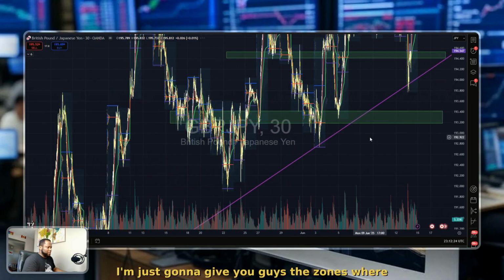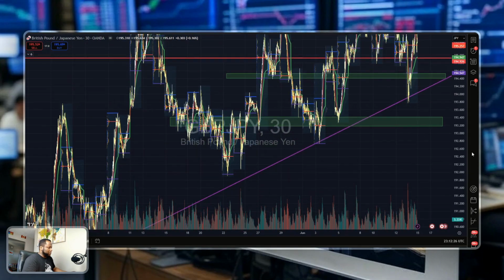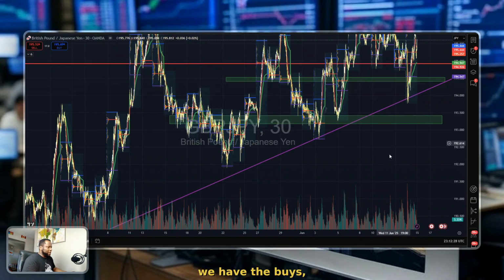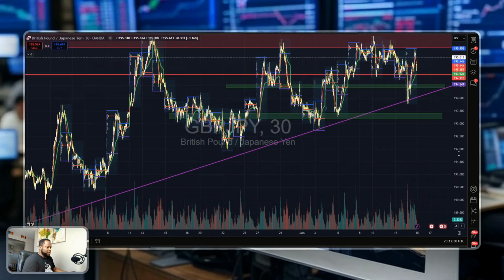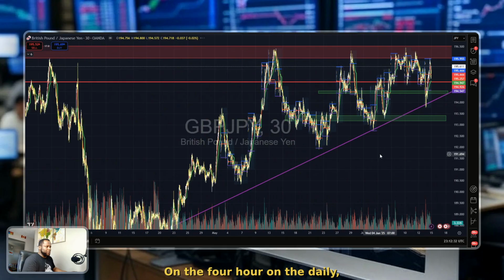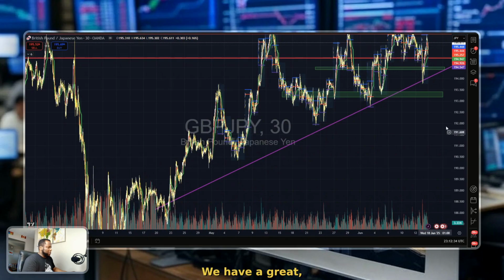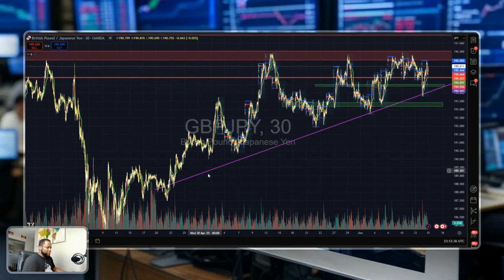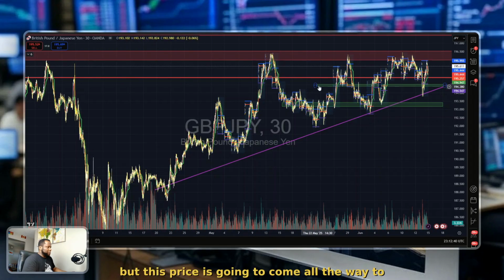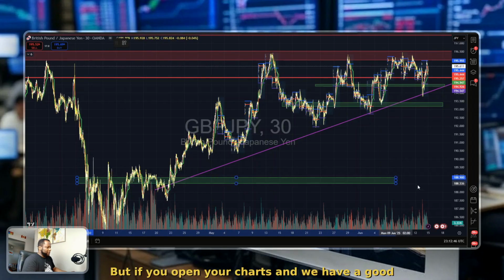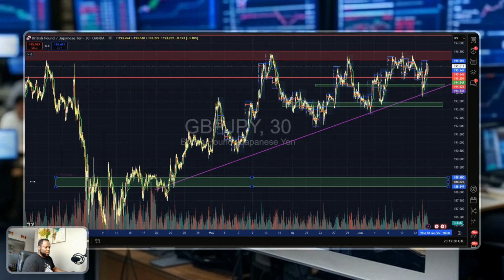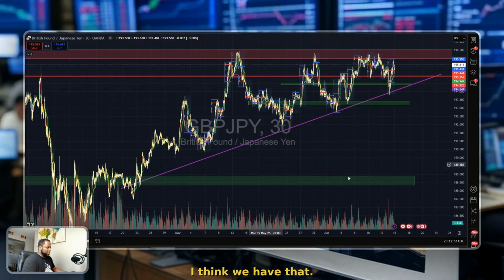And looking at this, I'm just going to give you guys the zones where we have the buy areas and the sell areas. All right, on the 4-hour, on the daily. This is a 30 minutes time frame. We have a great concentration area here at 189. But is price going to come all the way to 189? I doubt it. On the 4-hour, even though it's a 30 minutes right here, if you open your charts, we have a good buy zone here. It's a 4 hours buy zone, I think. We have that.